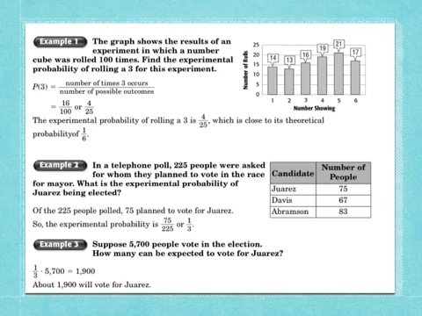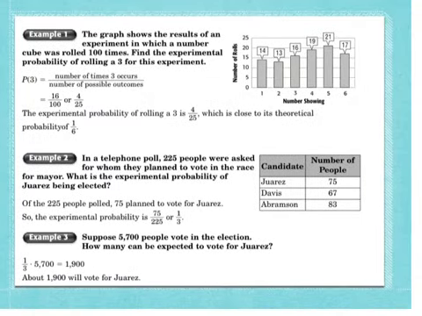So this first graph right here shows the results of an experiment where a number cube was rolled 100 times. If we added up all of these numbers at the top of the graph, it would come out to 100. We're going to find the experimental probability of rolling a 3 in this experiment. So we look at our bar graph, and here's the number 3, and we see that we got a 3 16 times. So our experimental probability is 16 out of 100, and then we can reduce that to 4/25.